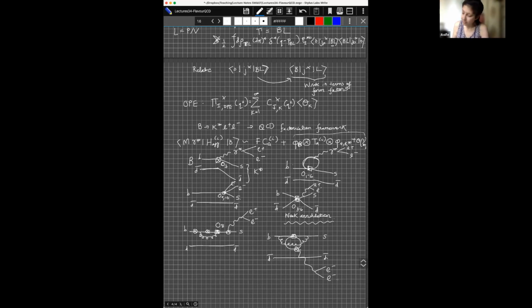And then finally, you have the case, as I said, where the spectator is involved. So for example, you could have this O8 operator where you have a gluon attached to this spectator leg. And then again, in any of these positions, you could have a photon emitted. And finally, you have the case where you have the O1 to 6 operators. Then you have a gluon, which is coupled to the spectator. And again, you can have a photon emitted from any of these points.